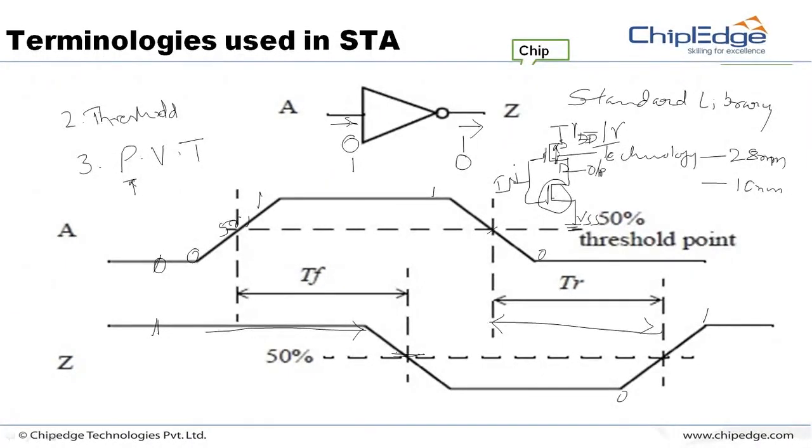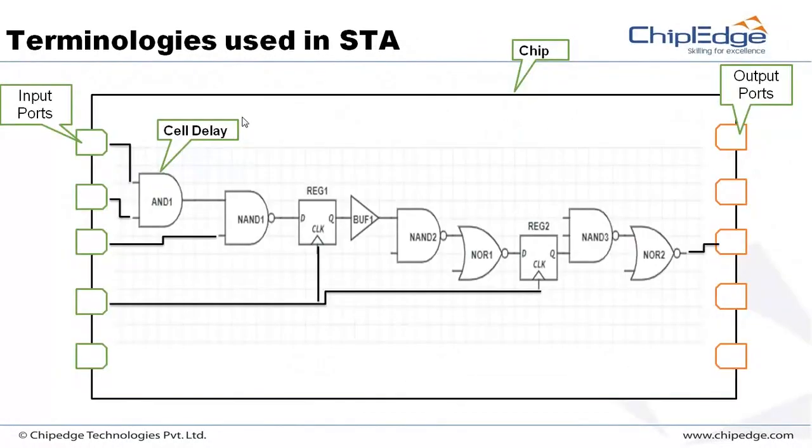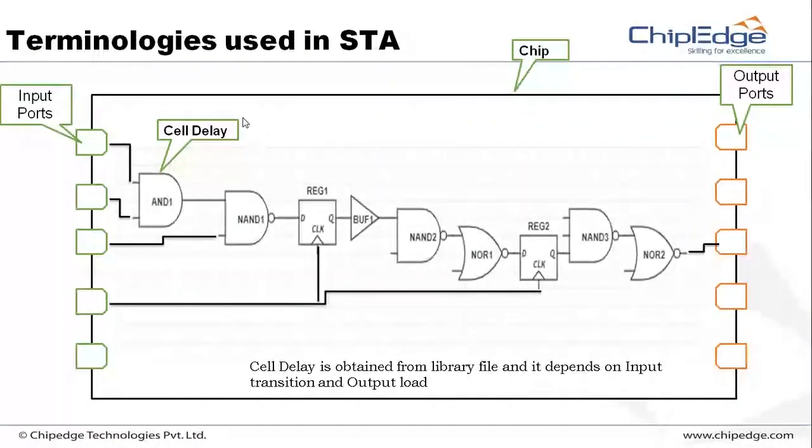Hope you understood the cell delay concept. It depends on the technology, the threshold voltages, and the PVT variations. PVT, in simple terms, they call corners. Now we have discussed cell delay. I told you cell delay is obtained from the library file. I forgot to mention that the cell delay depends on the input transition, at what rate it is transitioning, and on the load on the output. Cell delay depends on both of them.